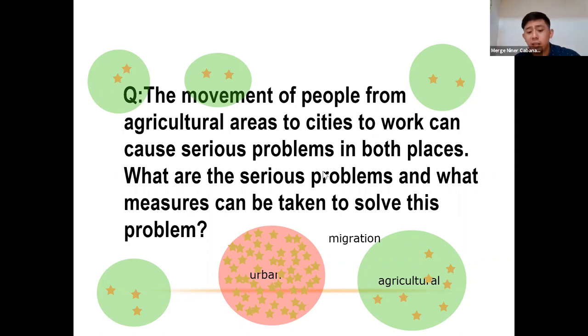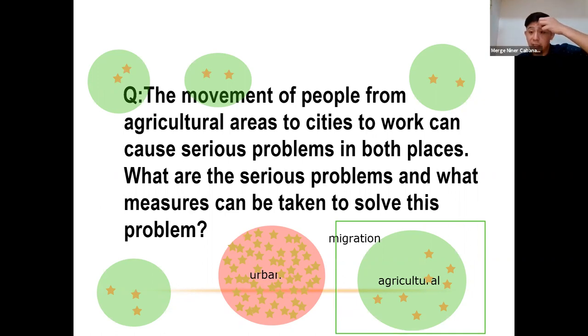Okay, so here's the concern. Agricultural areas, let me put this in a box. These places, as the name implies, they're the ones who make sure that a place is food secure. So this is where you get the food from your table. This is where you get your rice from. This is where you get vegetables from, even fruit. Dairy products like milk, cheese, and things related to the agriculture sector. So if fewer workers will be left in the farmlands, then the food security for the country will not be met, okay?